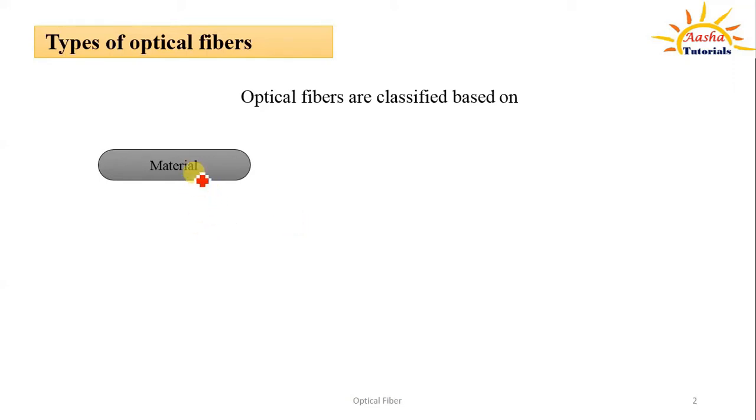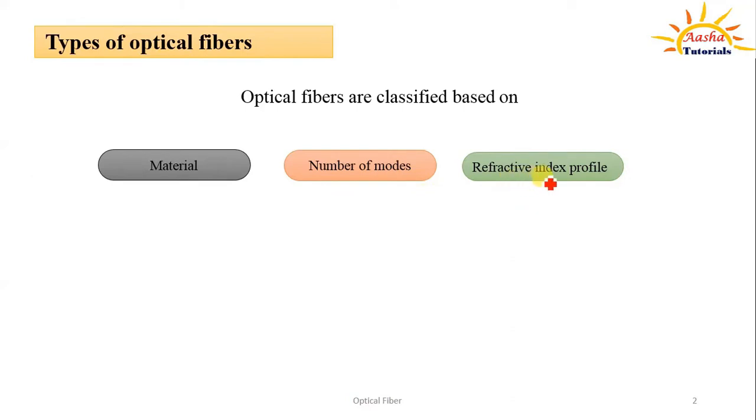Optical fibers are classified based on material. Then they are also classified based on the number of modes. Here modes means the way that light propagates through an optical fiber. And they are classified based on the refractive index profile, that is how the refractive index of core and cladding varies. Based on material, basically what these optical fibers are made up of, whether they are made up of glass or plastic, they are classified.